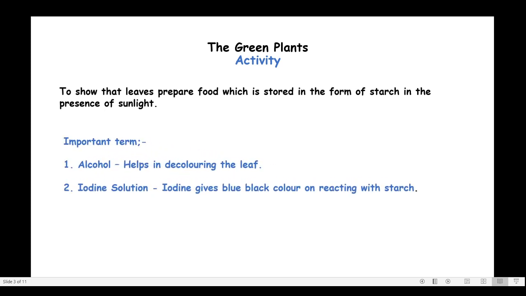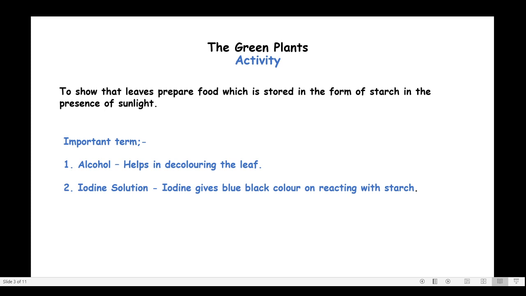There are a few important terms which you need to remember for this activity: first is alcohol and another one is iodine solution. These are two substances which are required if we want to find out whether starch is present in the leaves or not. The function of alcohol in this activity is to help the leaf lose color.